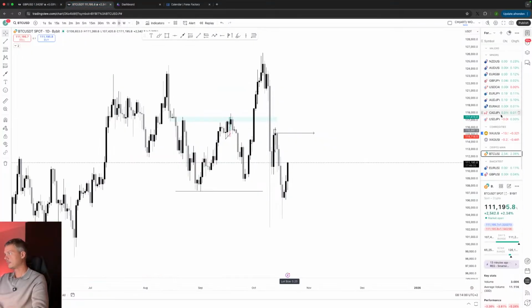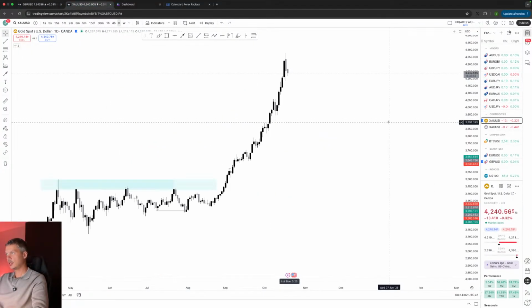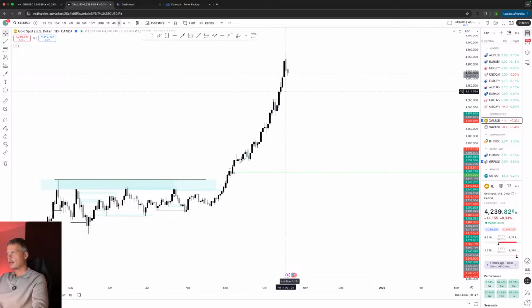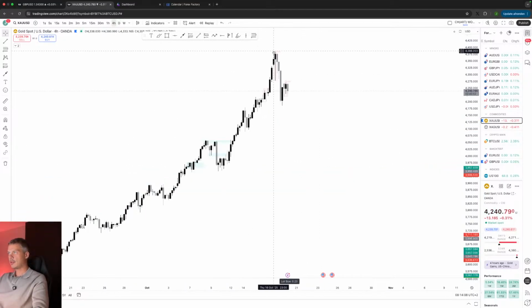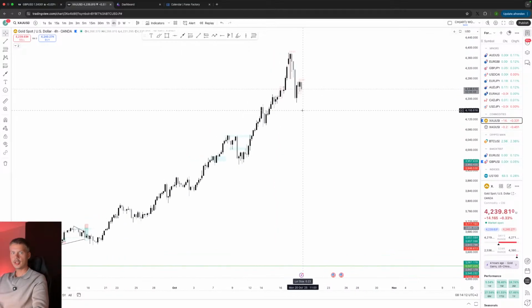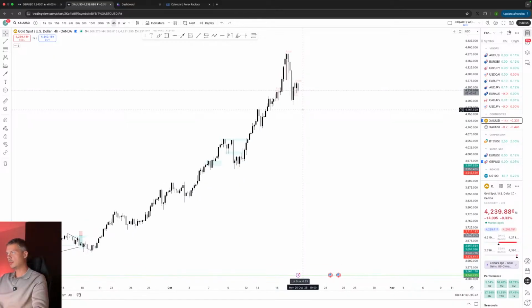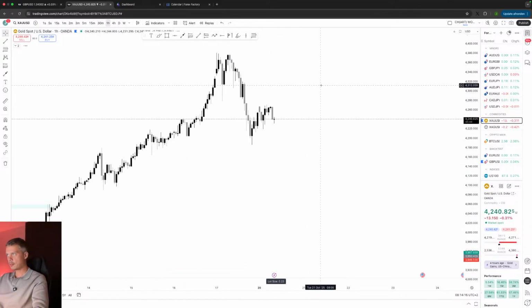Yeah. Obviously, what's gold doing? Gold just keeps running up. Now we have some serious movement towards the downside. Keen to see what will happen next. Nice area of resistance to target.